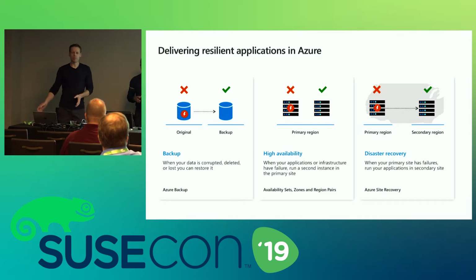And then the second piece is more high availability. If within a single region a compute VM goes down, can I keep servicing my customers? I want to be able to do that as well. And then the third piece is, if a whole region goes down, how do I manage that? And I want to service my customers.